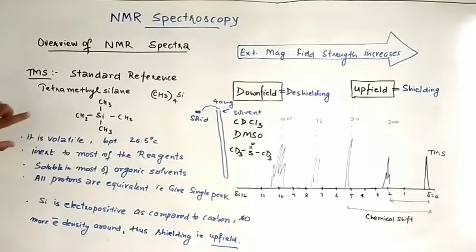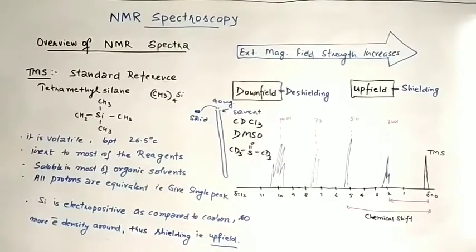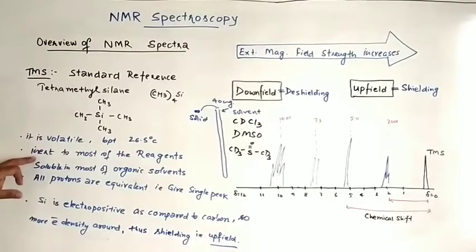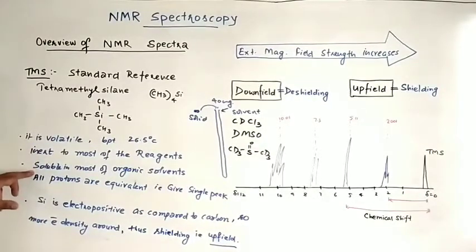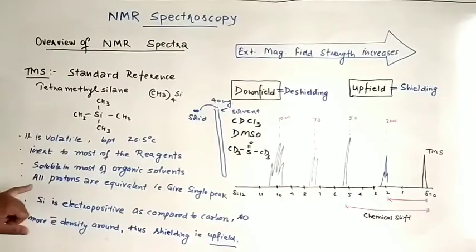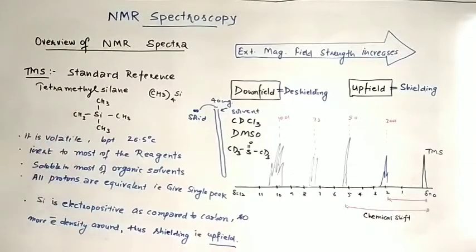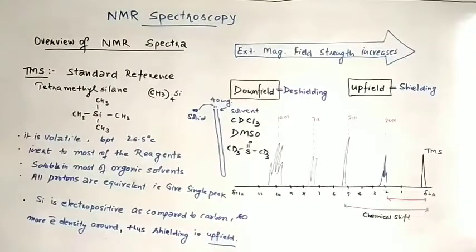Next, the properties of TMS. First, it is volatile, so it can be easily evaporated after we take the NMR spectra. Then, it is soluble in most of the organic solvents. All the protons are equivalent. There are 12 protons, 3, 3, 3, 3, and they are equivalent. You can see the same environment.